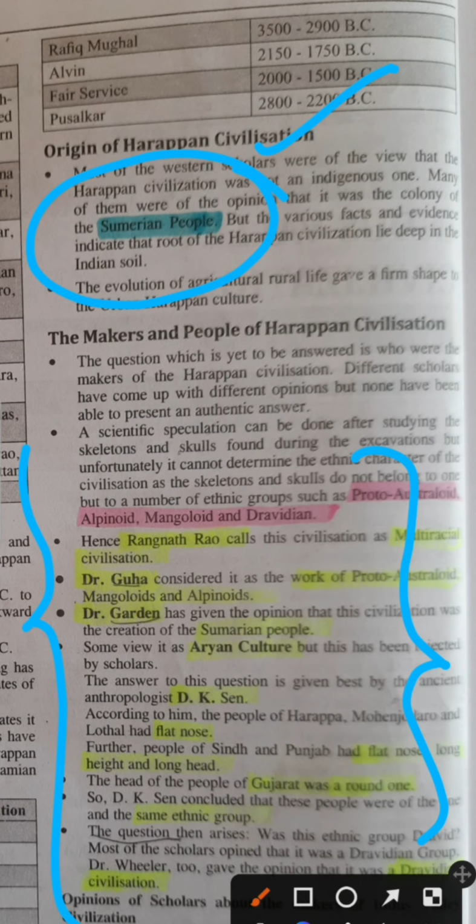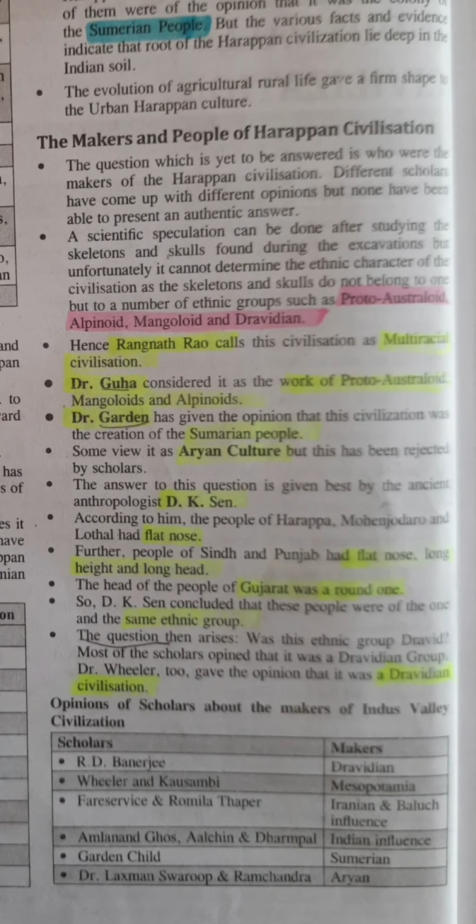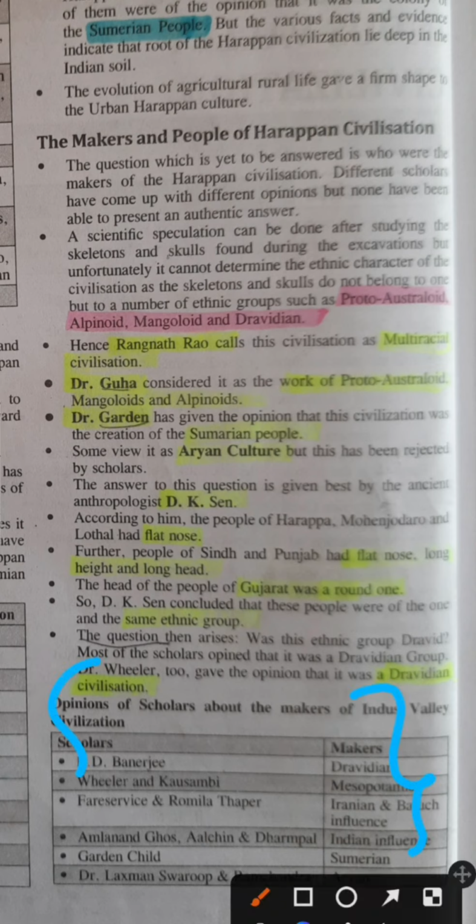Okay, Rangnath Rao, Dr. Guha, Dr. Gordon, Aryan culture. Okay, Aryan culture rejected, and Dr. Wheeler called it a Dravidian civilization. Like this, these points are very important, and this table is also very important.